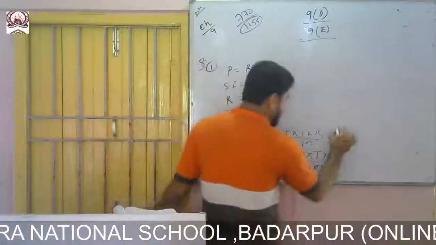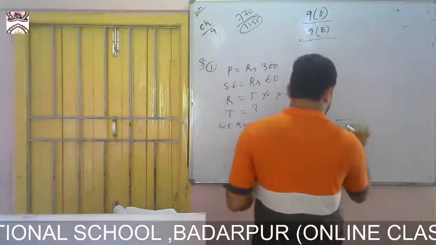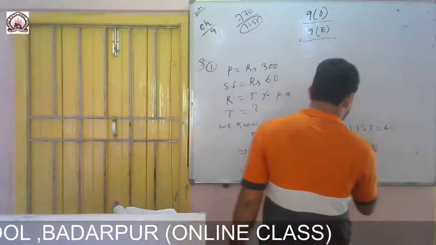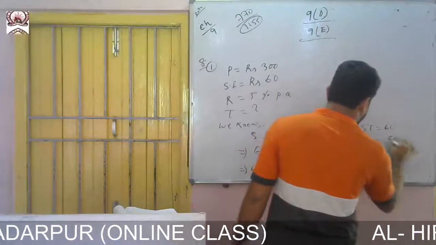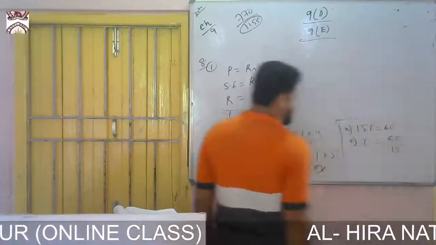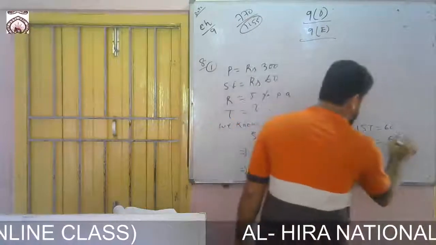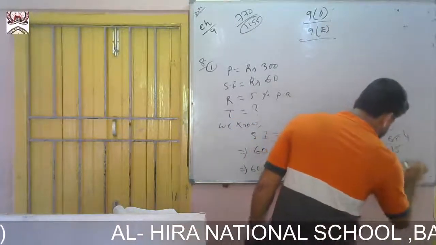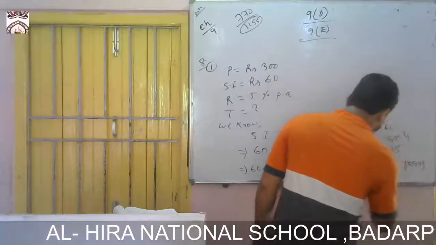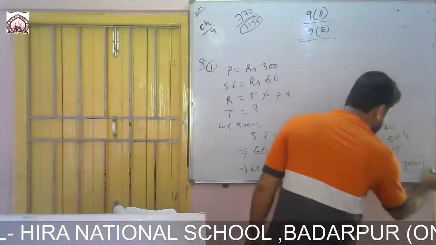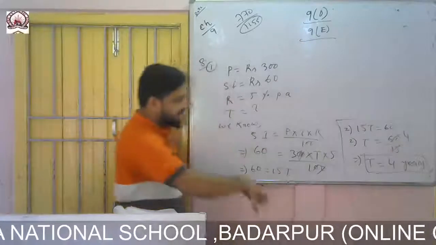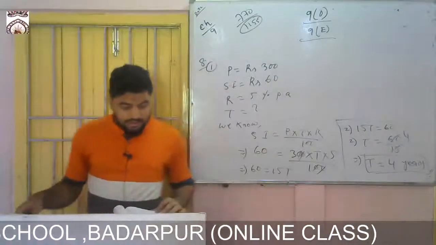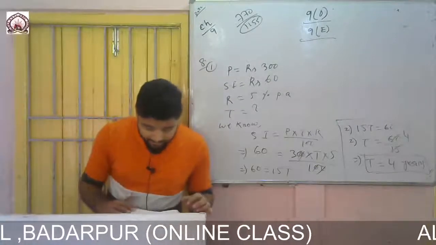Now you can find T. So you can write 15T equals 60. So T will be 60 by 15 by the transposition method. So it is 4. So T equals 4 years. That is the required answer. T equals 4 years. Okay.